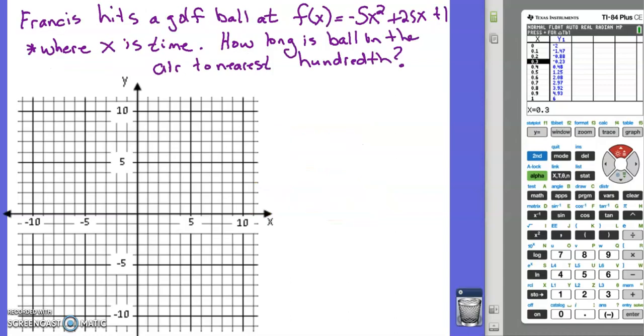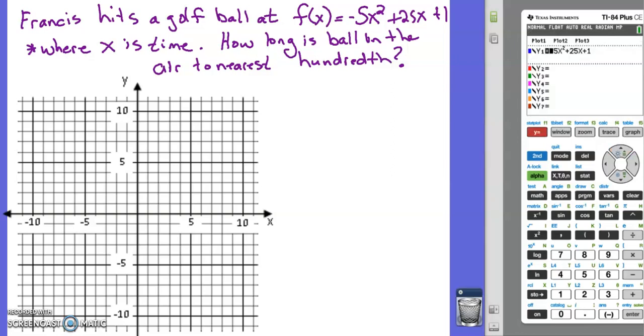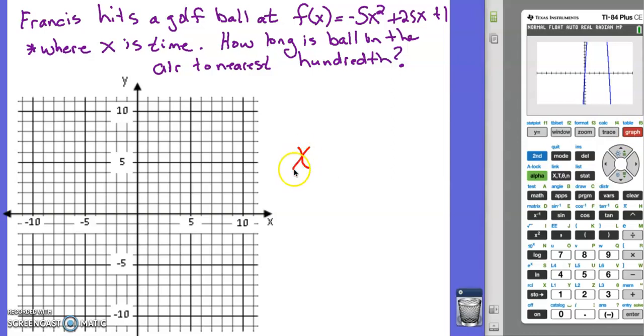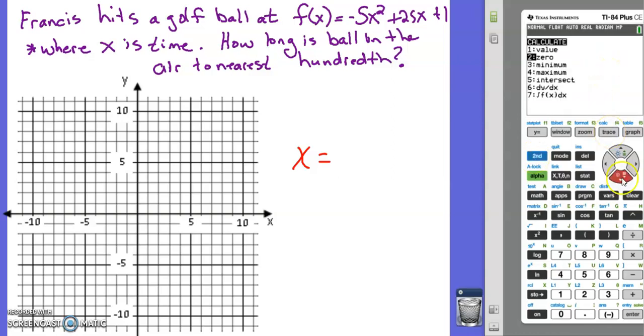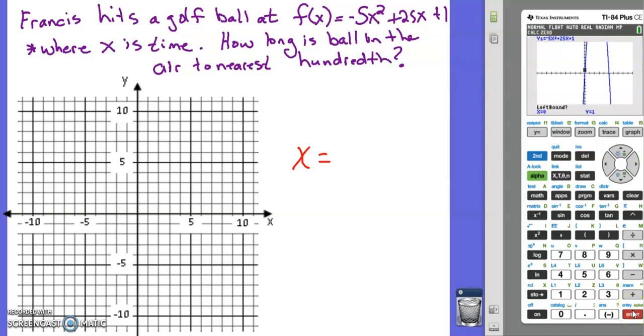Now, the other way to do this: if I ask, Francis hits a golf ball with this function, and x is time, how long is the ball in the air to the nearest hundredth? We've done these problems before, so plug this function in, push graph, and you'll see that it hits around 5. I want the nearest hundredth, so I want to find where it hits the ground. You do second trace, find the zero value, and you're basically going to do left bound, right bound, guess.